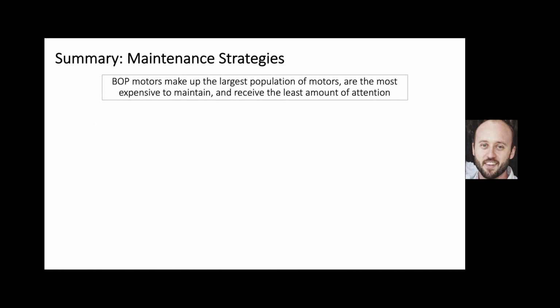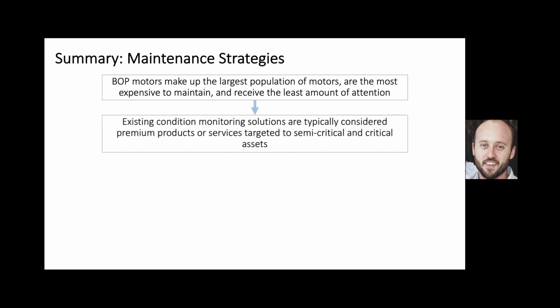So in summary of maintenance strategies, we talked about balance of plant motors, how they make up the largest population, but they typically receive the least amount of attention. And most existing condition monitoring solutions are typically considered premium products just because of their price point.